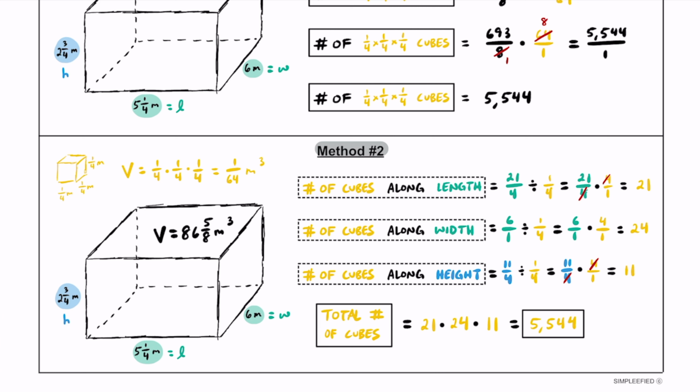So that just about wraps up this video on figuring out the volume of a rectangular prism and seeing how many of these little fractional edge length cubes fit inside of it.